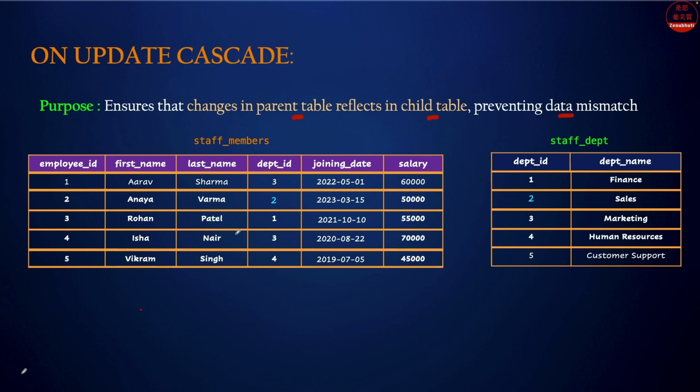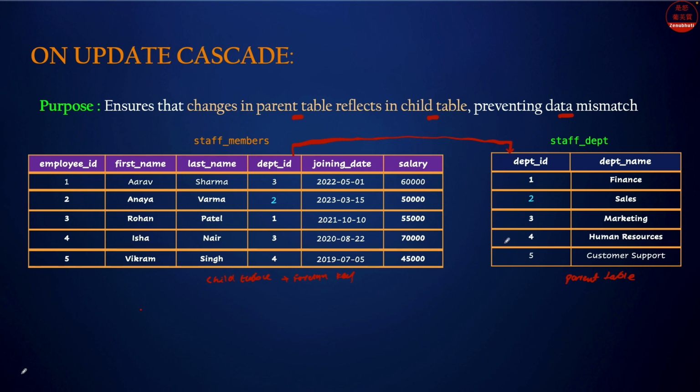We have two tables here. The staff member table is your child table, and staff department is your parent table. If you want to remember which one is the child table, it will have a foreign key, and the parent will have a primary key. So here this foreign key will be referencing the primary key, right?